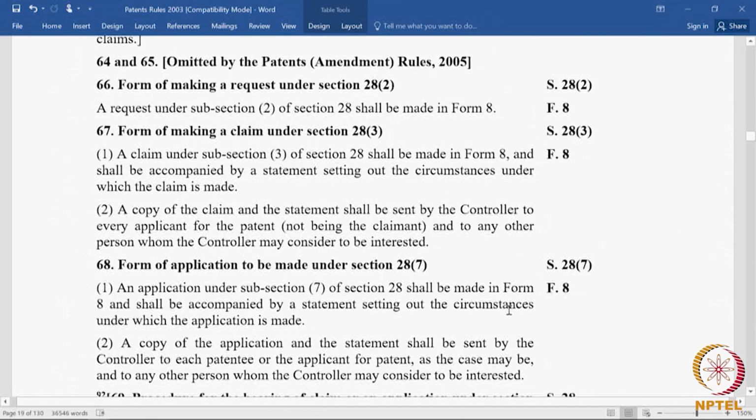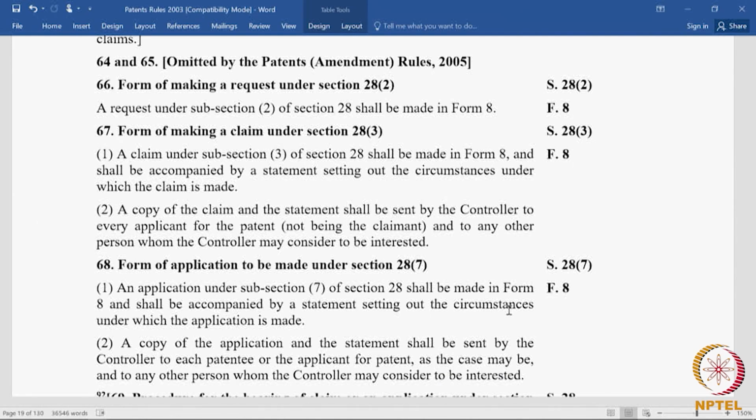Now, let us look at the corresponding rules. Rule 66: the form under which 28(2) proceedings are initiated is Form 8. The same form is used for initiating proceedings under 28(3). You need to understand that in section 28 there are different proceedings. 28(2) is where the applicant alone, or the applicant jointly with the inventor, can apply. In 28(3), any other person who is neither the applicant nor the inventor, the aggrieved inventor, can apply. So, in both cases you use Form 8.